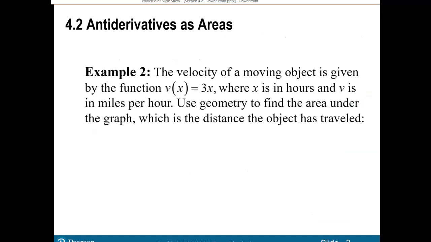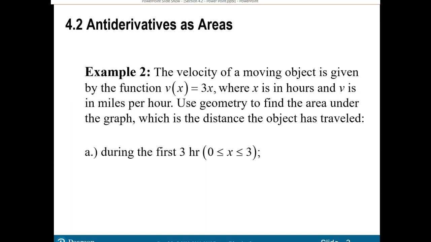All right, next example. The velocity of a moving object is given by the function v of x equals 3x, where x is in hours and v is in miles per hour. Use geometry to find the area under the graph, which would represent the distance the object has traveled.